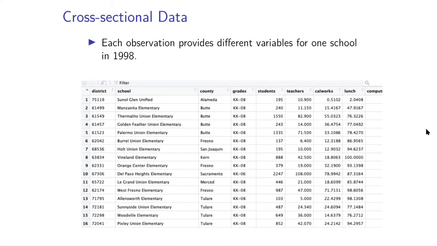Note there is only one time period involved in this data set. Each variable is like a snapshot of what it was like in 1998. In other words, there is no time component in this data set. Hence, we call this cross-sectional data.